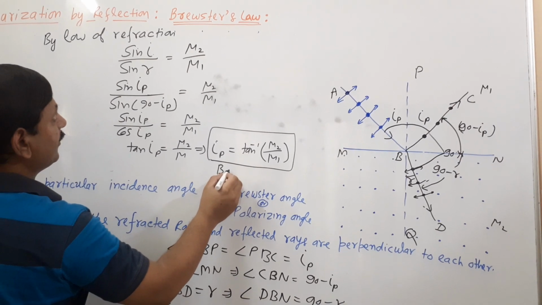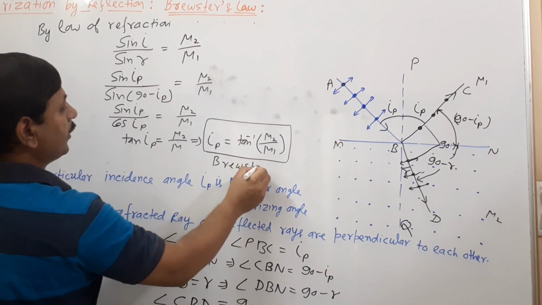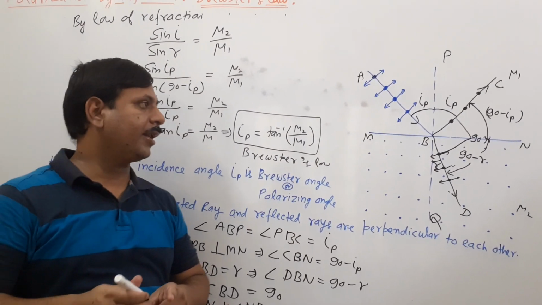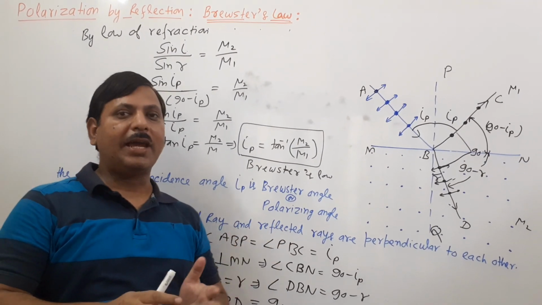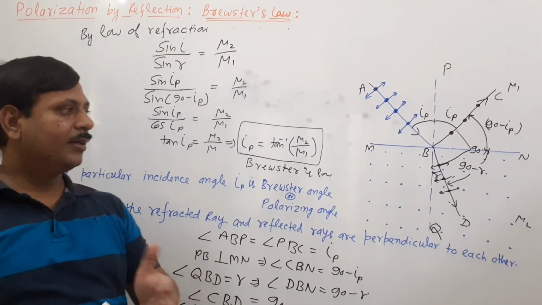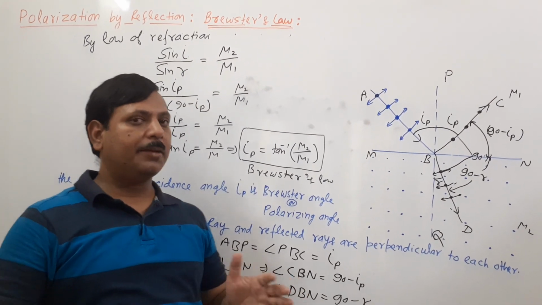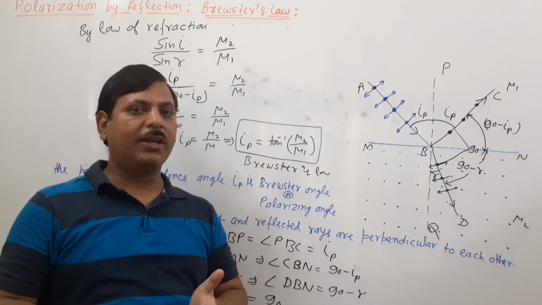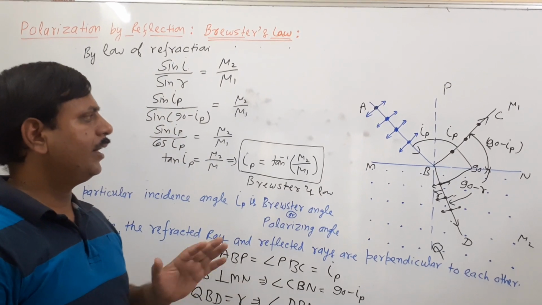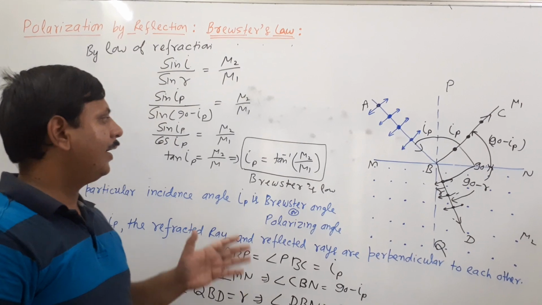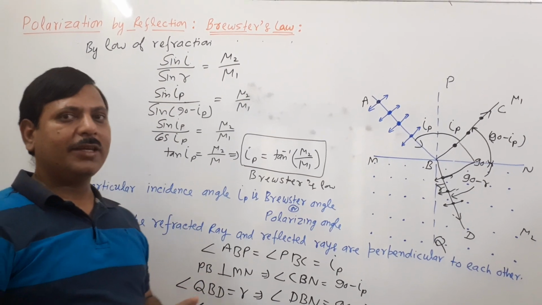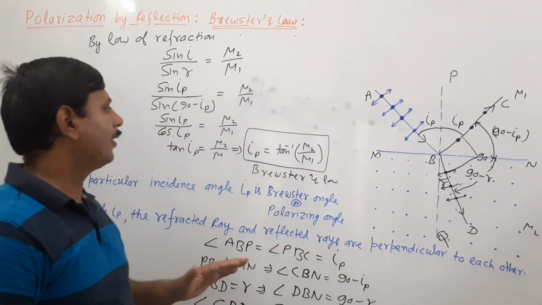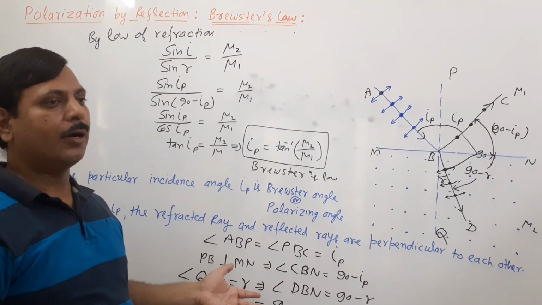This is called Brewster's law. What is Brewster's law? When light is partially reflected and refracted from a transparent medium at a particular angle of incidence, the partially reflected ray is completely polarized. That angle is known as the Brewster angle, and the tangent of the Brewster angle is equal to the refractive index of the second transparent medium with respect to the first. This is called Brewster's law.